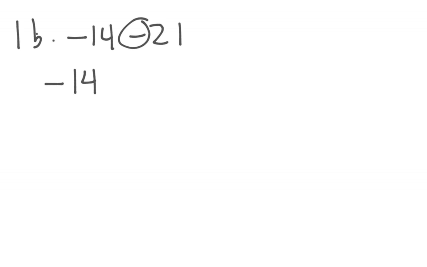Example 1b, negative 14 minus 21. Again, I'm going to change my operation so that I'm going to rewrite this so that my operation is no longer subtraction. I'm going to change it to addition and then change the number right after it, which is 21, to a minus 21. So I changed my subtraction to addition, changed the number behind it to its opposite.